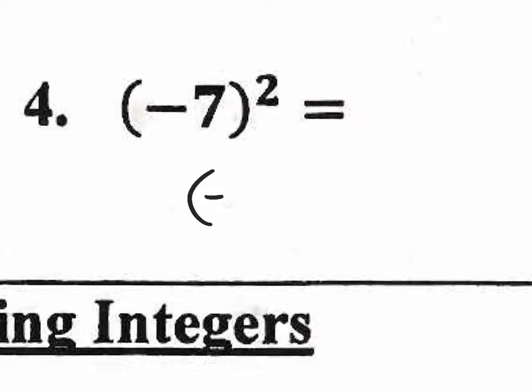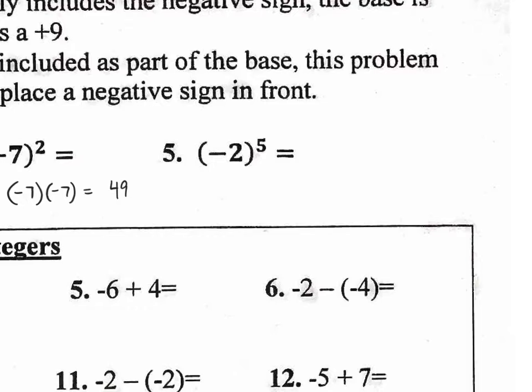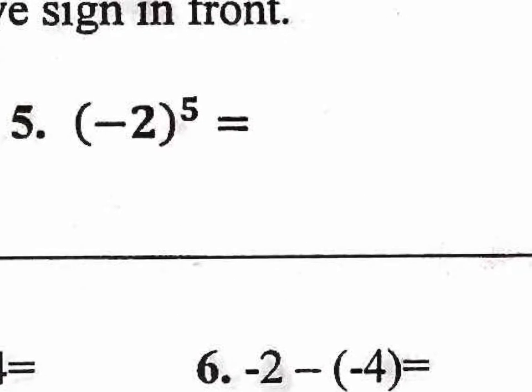When you expand, you write it 2 times: negative 7 times negative 7. The answer is positive 49. Well, I thought that was the last one. I have one more. Okay, negative 2 to the 5th.